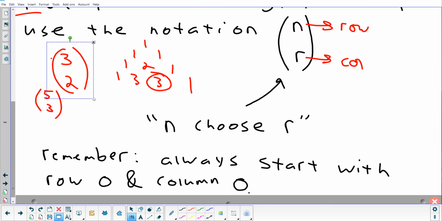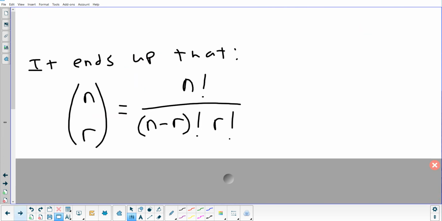And there is a formula with factorials to calculate directly anything you want to know. If I want to know this, I can find it. Row 30, column 12. Easy. That's the formula. So the formula is n factorial divided by n minus r factorial times r factorial. This is the formula if you study probability in the future. This is the formula for what's called a combination. There's 2 types of things in probability, combinations and permutations. We're basically doing combinations.